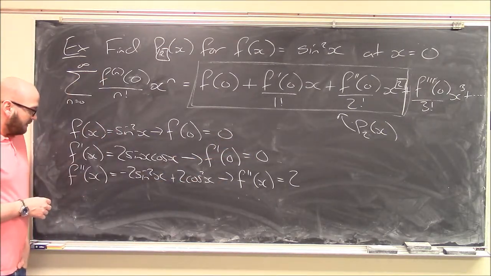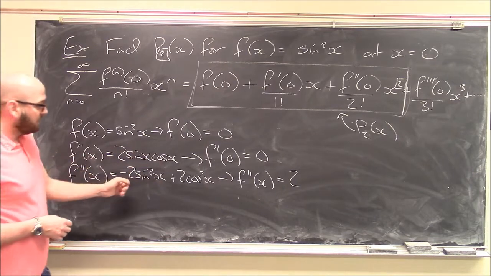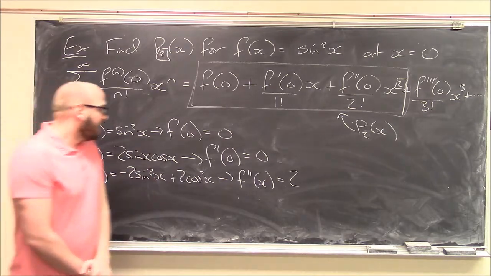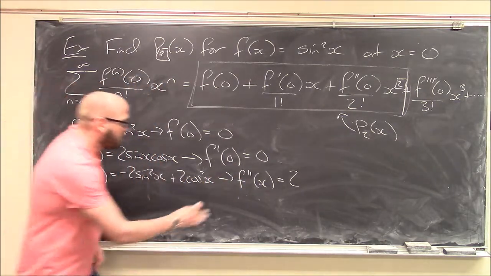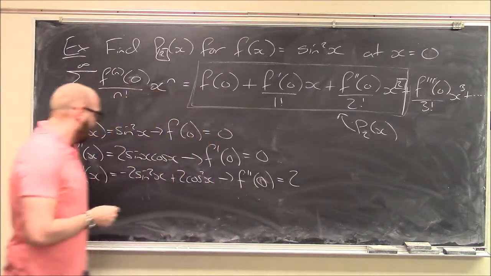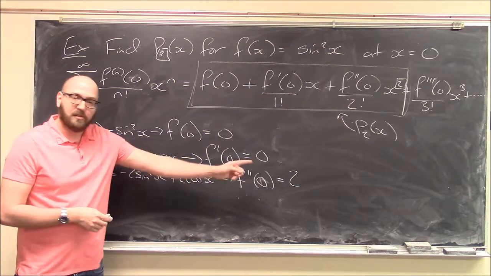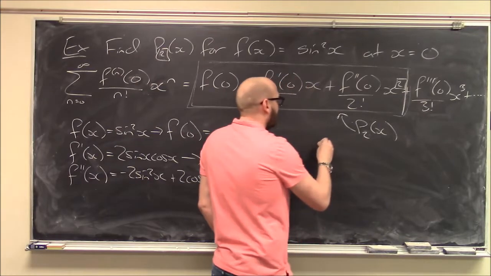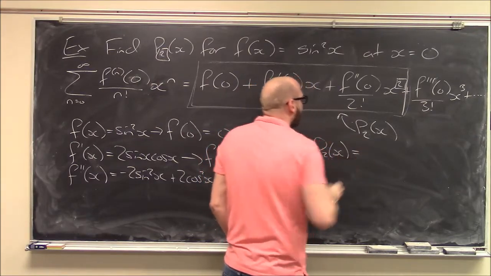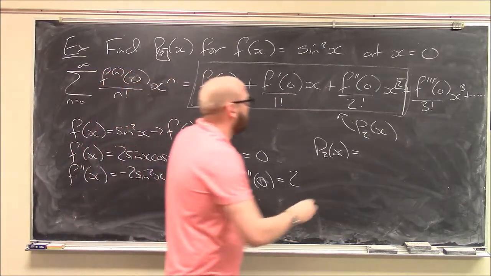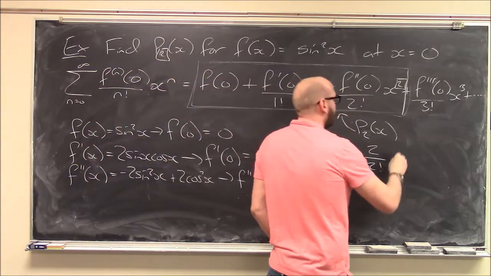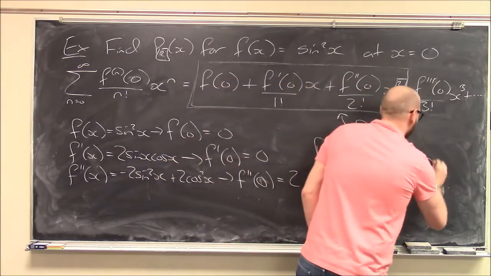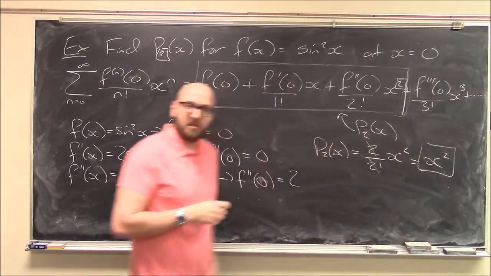And f double prime of x, take the second derivative, so applying the product rule to this is minus 2 sine squared x plus 2 cosine squared x. And plug in 0 into this. This first term is 0, I've got 2 times 1, so my second derivative at 0 is 2. Which means p sub 2 of x, my second order Taylor polynomial, is just 2 over 2 factorial times x squared. Well, 2 and 2 factorial cancel, and the answer is just x squared.